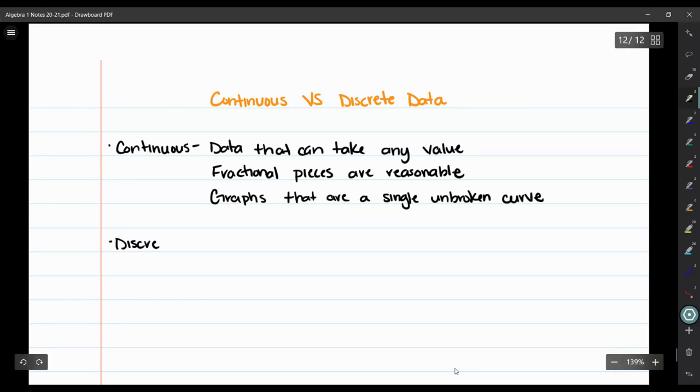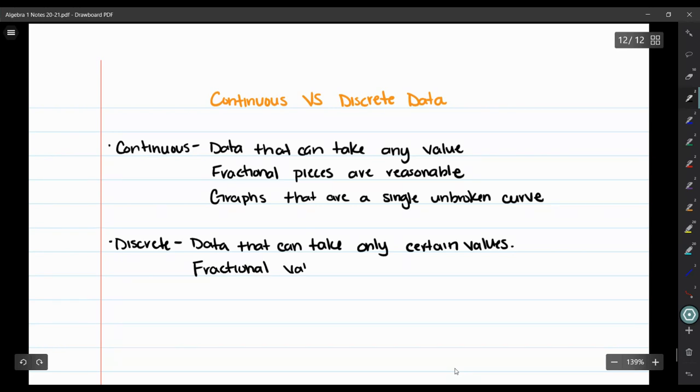Now, discrete is basically the opposite of all of that. This is data that can have specific values. Data that can take only certain values. It could be a fraction, but not all fractions make sense. But for the most part, fractional values are not reasonable. And we'll talk about the one exception to this rule.